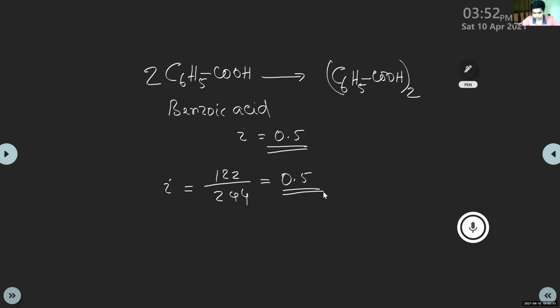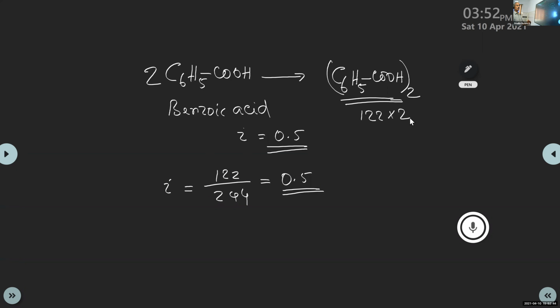Sir, here the abnormal molecular mass is 244, right? Double. That is double the value. So there is dimerization. Two molecules are combined together. For one molecule, C6H5COOH, it is 122, and it dimerizes. So for one particle, that is the experimental value. That is not the real value, it is the abnormal value. Assume that is not the actual molecular mass.